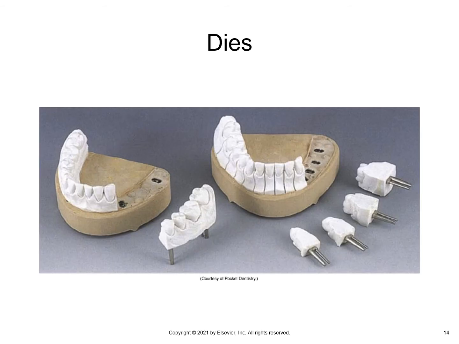This is what a die is. So you can see that the stone is very strong and you can take out each specific tooth, and in a lab they can fabricate a crown for just that tooth, and then they can articulate those together with the opposing teeth and the proximal teeth.